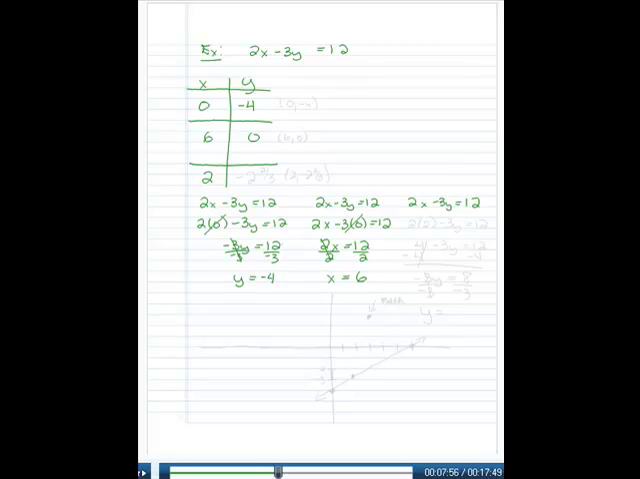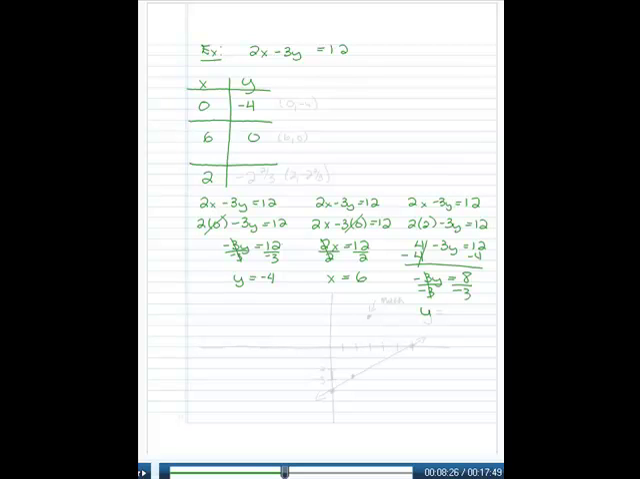And let's just do the last one. Here I have x equals 2. So let's try this one. 2 times x, which is 2, minus 3y equals 12. 2 times 2 is 4, minus 3y equals 12. Got to get the 4 on the other side, so it's minus 4. I have -3y equals 12 minus 4 is 8. To get y by itself, I'm going to divide by -3.